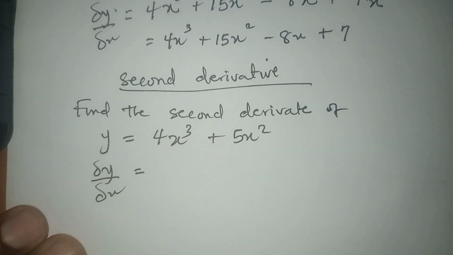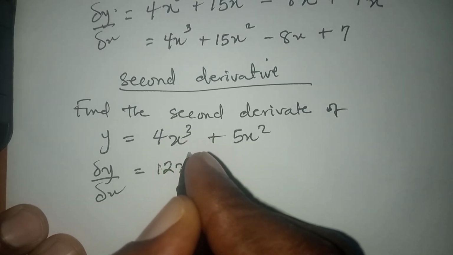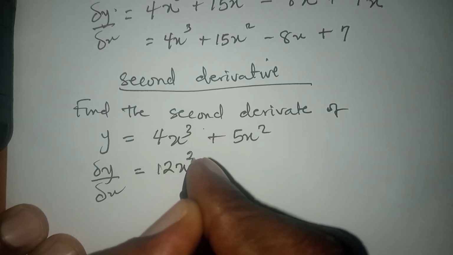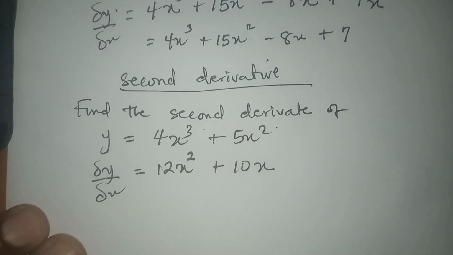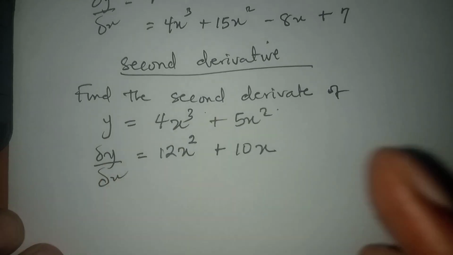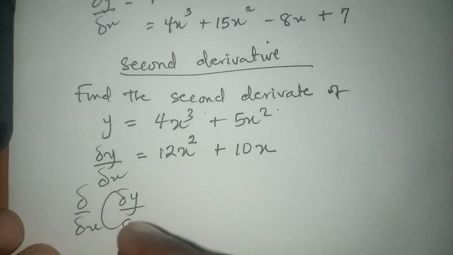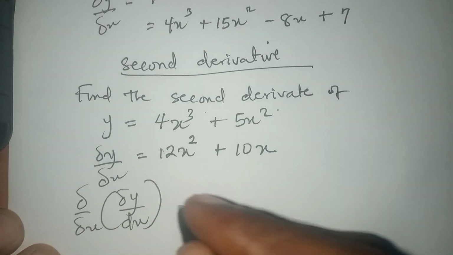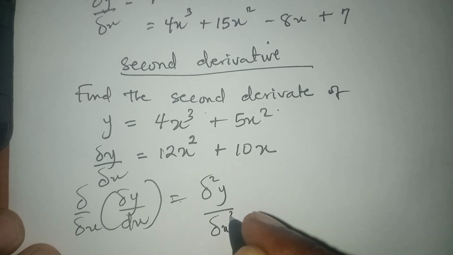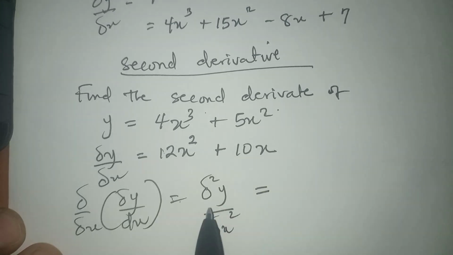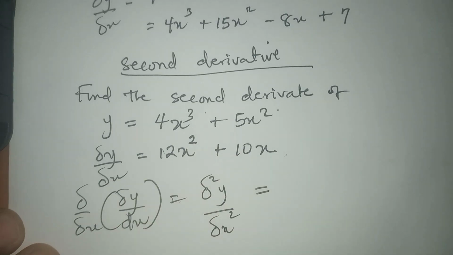dy dx equals, the same way, 3 times 4, that's 12x raised to power 3 minus 1, 2, plus 2 times 5, 10x, 2 minus 1, 1. All right, this is the first derivative. Now the second derivative means d dx of dy dx, which is the same thing as d square y over dx square. The meaning of this is you are going to differentiate this function one more time.